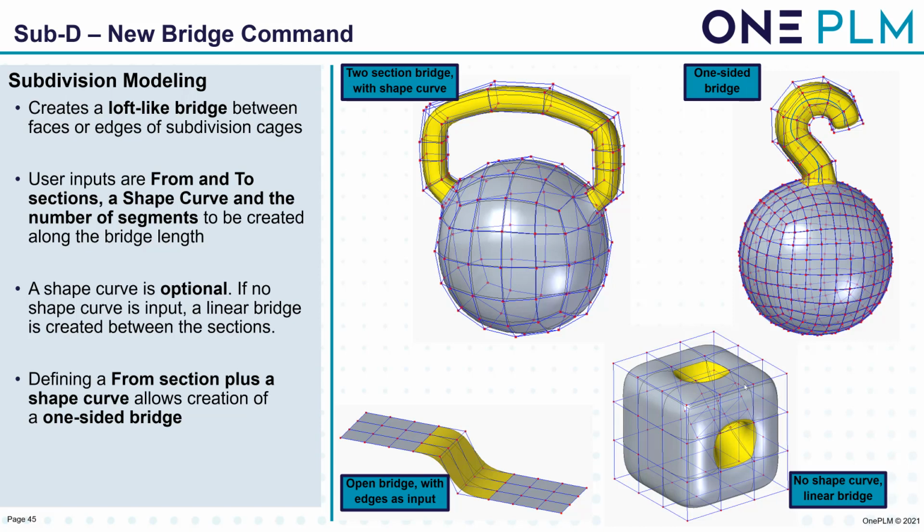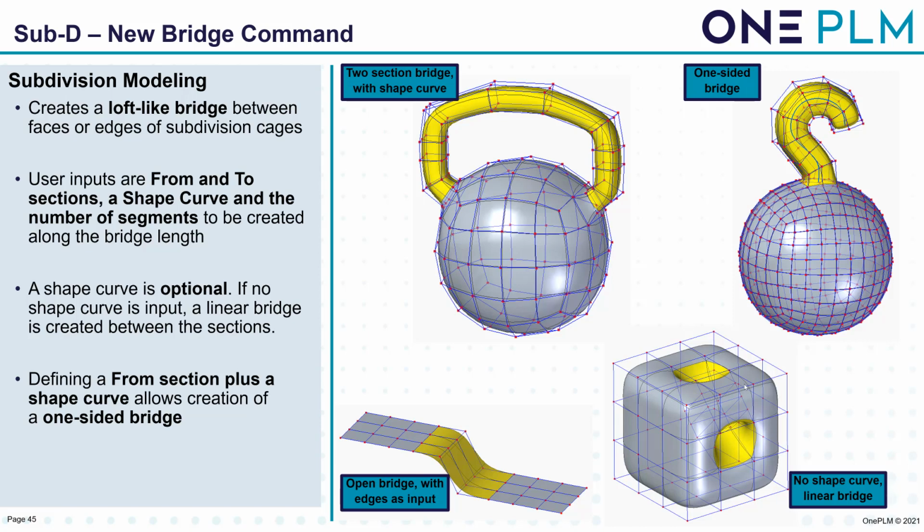So the bridge command is really good. We can create a bridge between two existing subdivision cages. We've got inputs from and to sections, which will then create a curve between those, and it will ask how many inputs we want there. A shape curve is optional, we'll cover this later. If there's no shape curve, we'll get a linear bridge, and we can just drag those as we would any other cage within subdivision modeling.